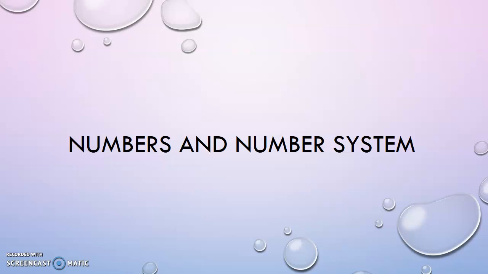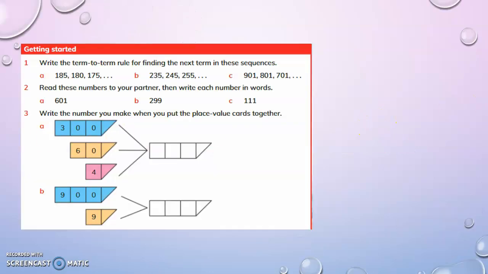So let's start with our lesson. From today's session we are going to look at numbers and number system, lesson 1 of your textbook. This is how your textbook starts: write the term to term rule for finding the next term in these sequences. So here are a set of numbers given. You have to write the term to term rule for finding the next term in these sequences.